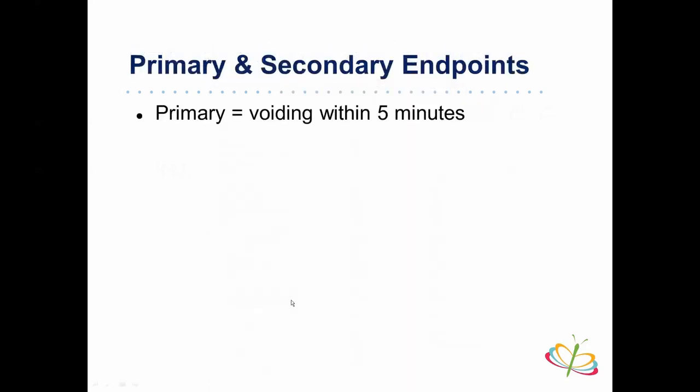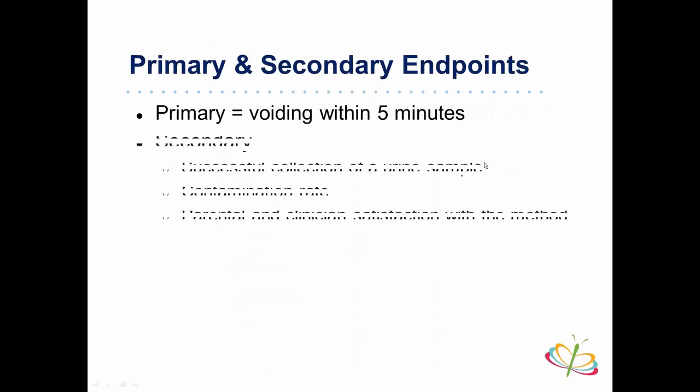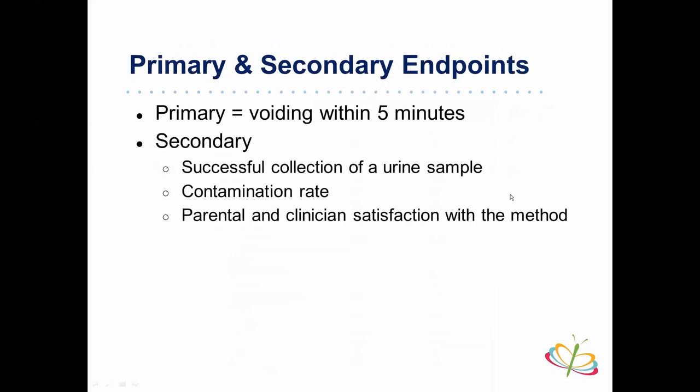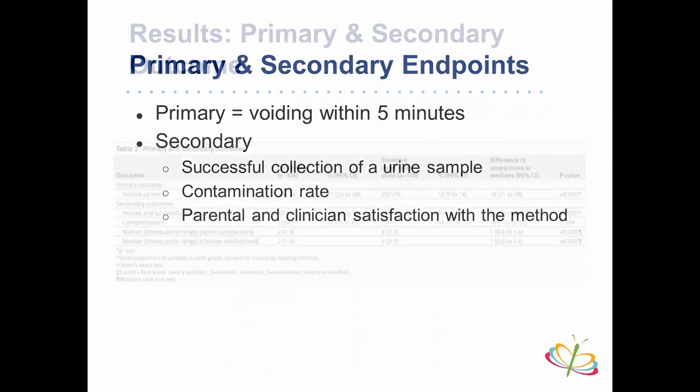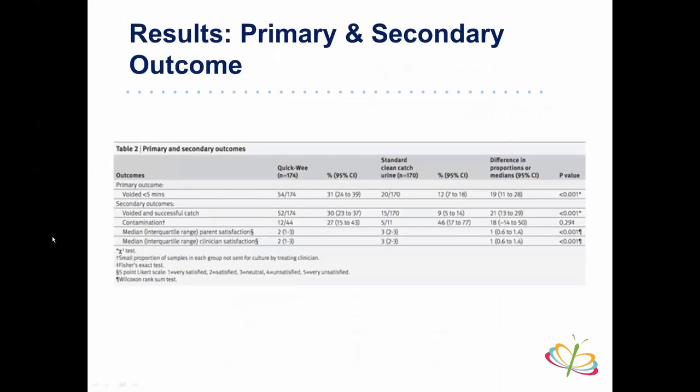The primary and secondary endpoints. Their primary endpoint is they look at voiding within a 5-minute period. Secondary endpoints, they looked at successful collection of a urine sample, contamination rate, and also parental and clinician satisfaction with the method. So looking at our results.